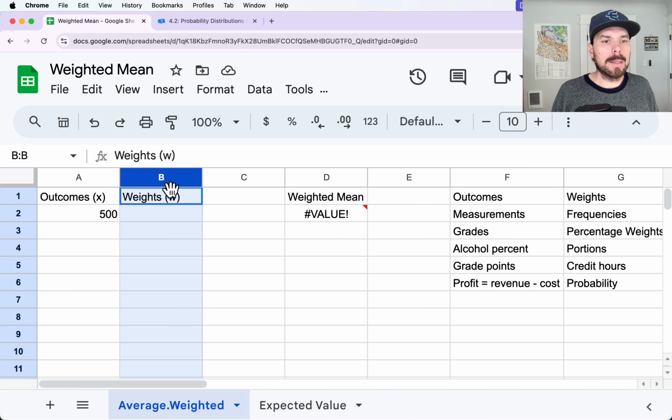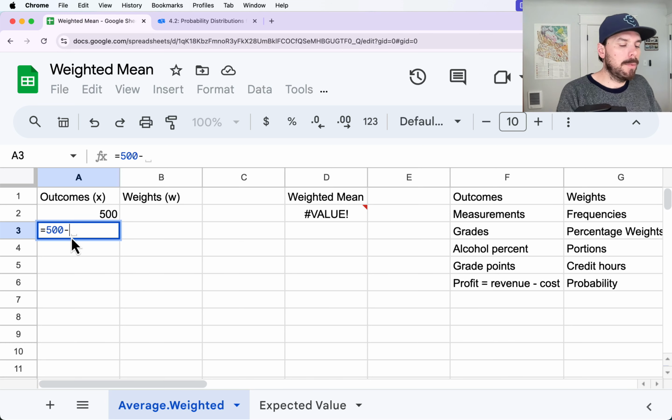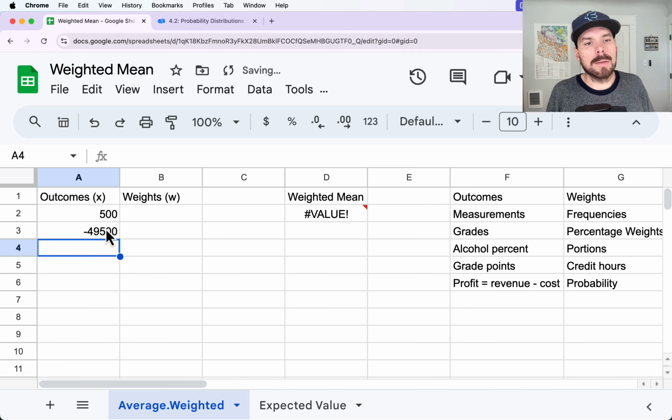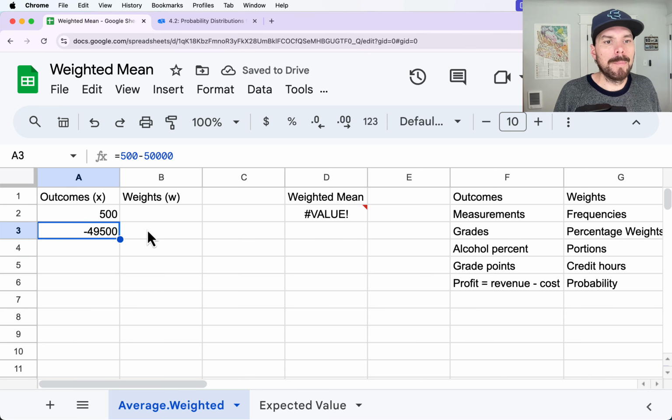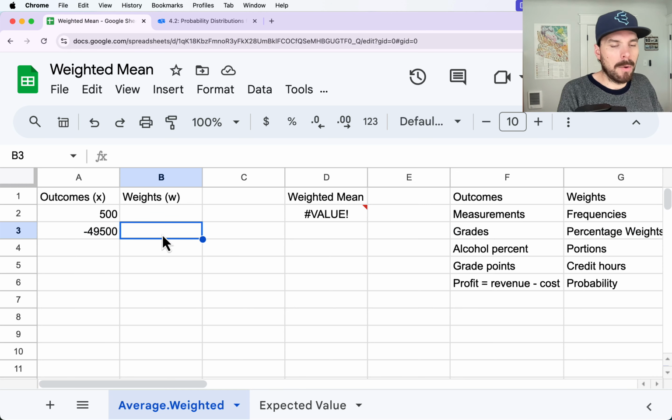We'll wait on the weights a second. Let's look at the second outcome, which would be someone who cashes in on that policy. So we already made the $500 revenue by selling the policy, but now we need to pay out. Let's say we pay out $50,000. Then that is a loss of $49,500. Let's start with the probability of a payout first. Let's say we're only paying out 0.75% of the time.